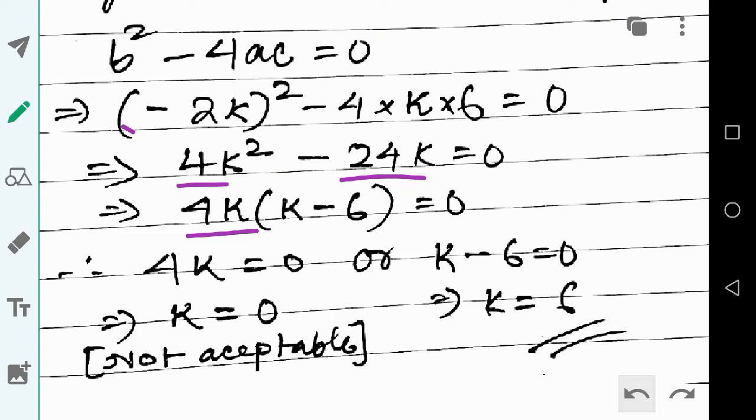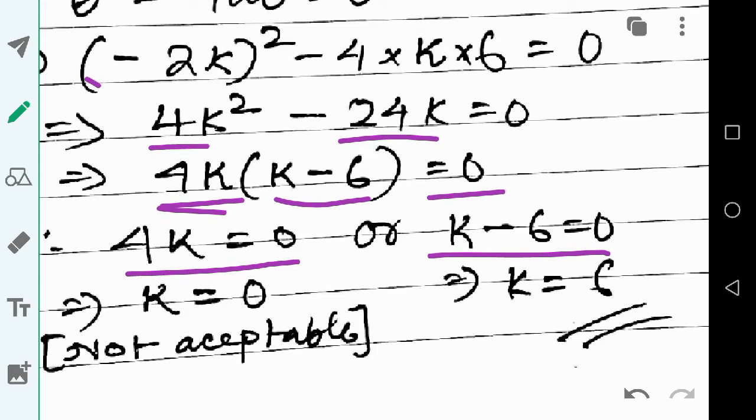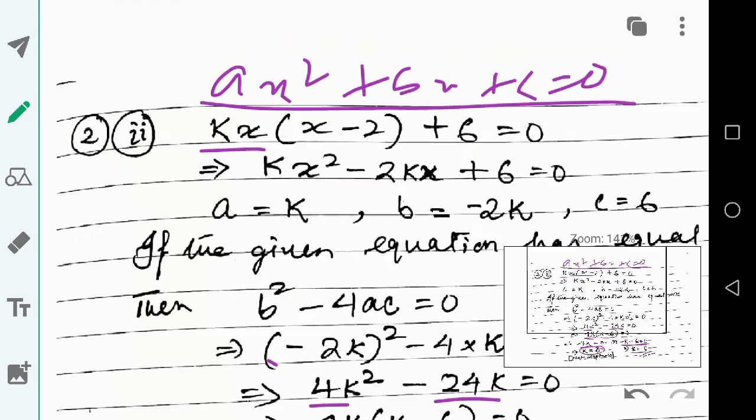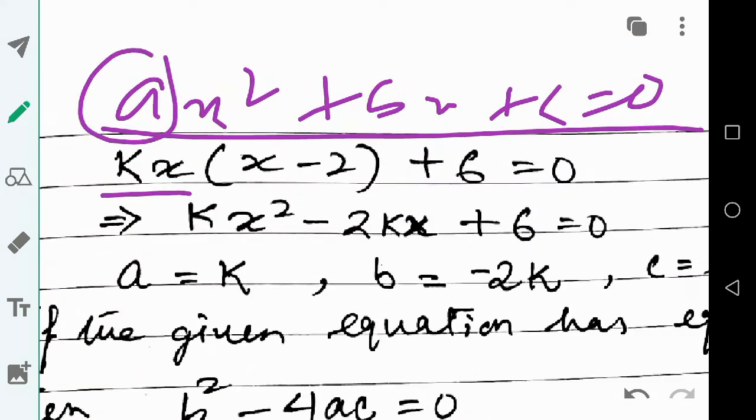Now product of these two is equal to 0. That means either 4k is equal to 0 or k minus 6 is equal to 0. If 4k is equal to 0, then k will be 0. If k minus 6 is equal to 0, then k must be equal to 6. Now you see, in a quadratic equation, a cannot be equal to 0.